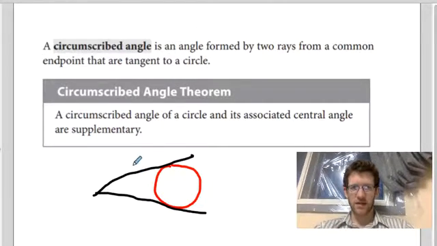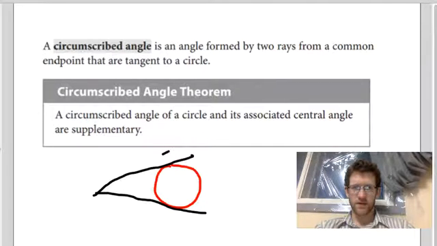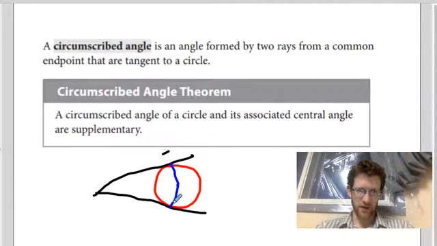This angle is said to be circumscribed if the two rays are tangents of that circle. So there's this cool relationship that happens. We have a radius here. We'll put the center, I guess make it red. So I have the center of the circle here, and I can draw the radius to this point of tangency, and the radius to this point of tangency. This is 90 degrees, and this is 90 degrees.